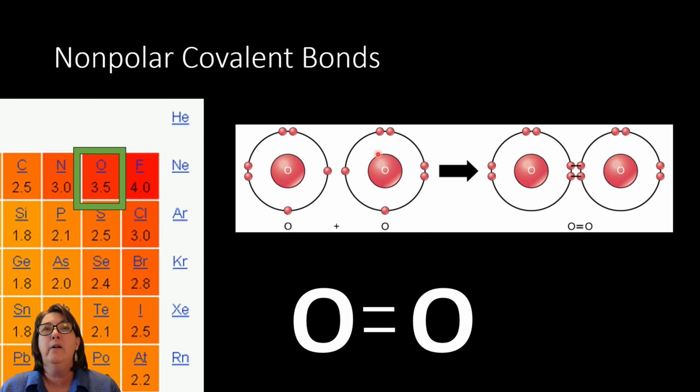You can have a double bond with this. So oxygen here, I have 6 valence electrons. This oxygen needs 2 more. So this will borrow 2 electrons from here to go to this oxygen. So for a little bit, this oxygen will have 8.